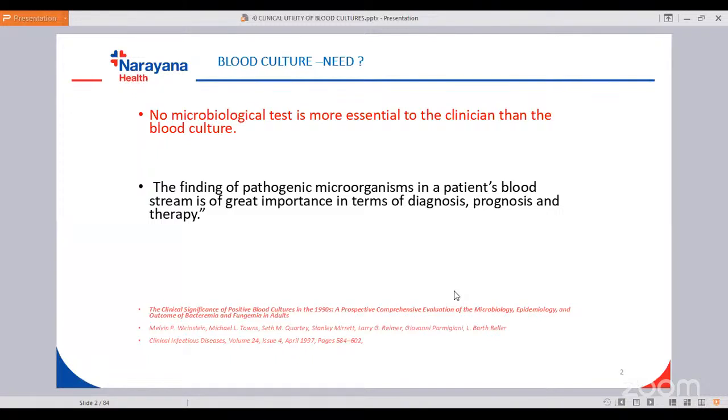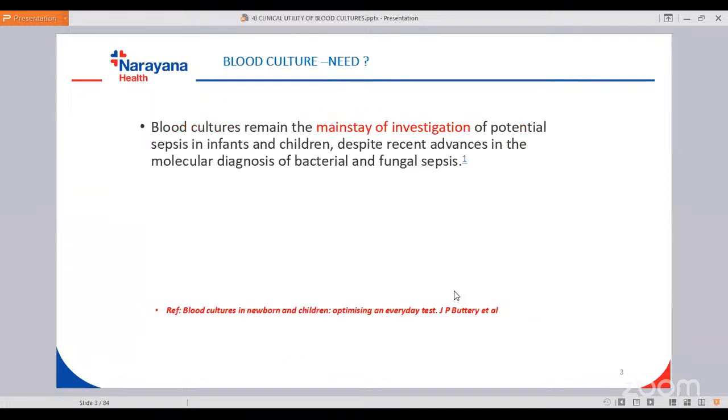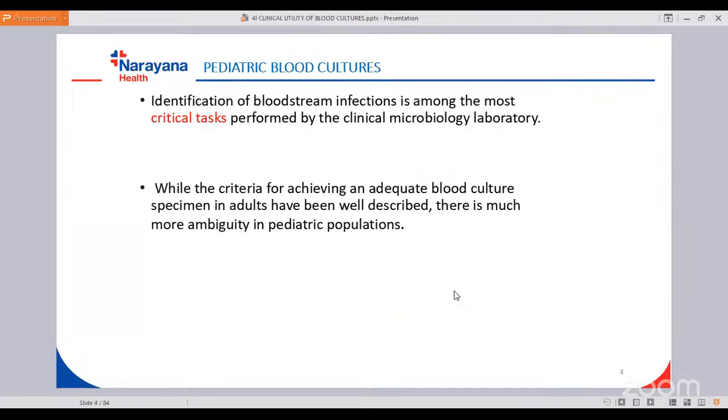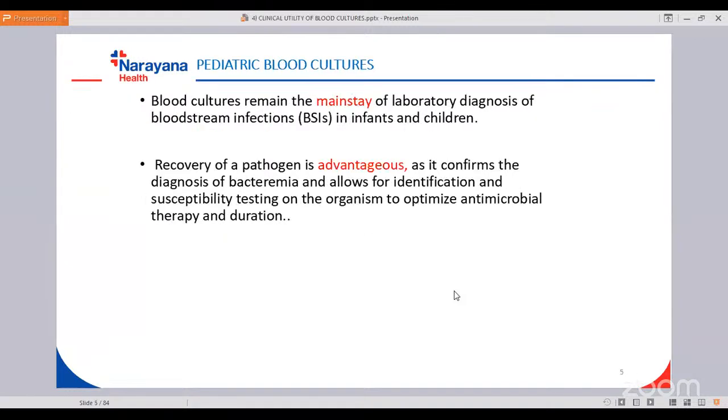This is an important statement that I got in one of the articles as I was preparing for this lecture: no microbiological test is more essential to a clinician than a blood culture. If you find a pathogenic organism in a patient's blood culture, it has great importance in terms of diagnosis, prognosis, and therapy. Blood cultures remain the mainstay of investigation for potential sepsis in infants and children. Despite the presence of innumerable PCRs and sepsis multiplex panels, blood cultures still hold true and are the gold standard in the diagnosis of sepsis. Identification of bloodstream infection is the most important critical task that any microbiologist does in the microbiology laboratory.